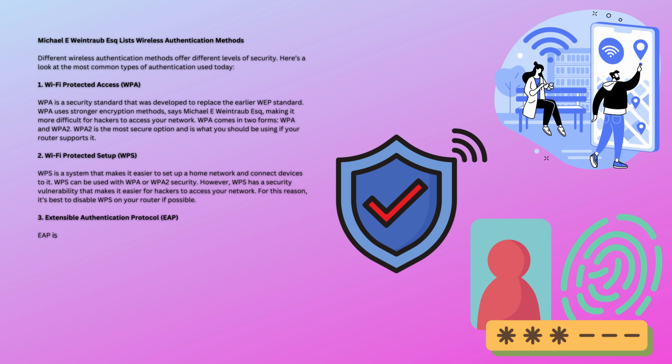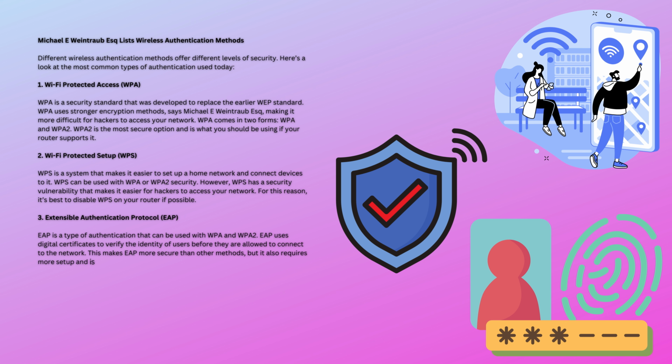3. Extensible Authentication Protocol, EAP. EAP is a type of authentication that can be used with WPA and WPA2. EAP uses digital certificates to verify the identity of users before they are allowed to connect to the network. This makes EAP more secure than other methods, but it also requires more setup and is not as widely supported by devices.